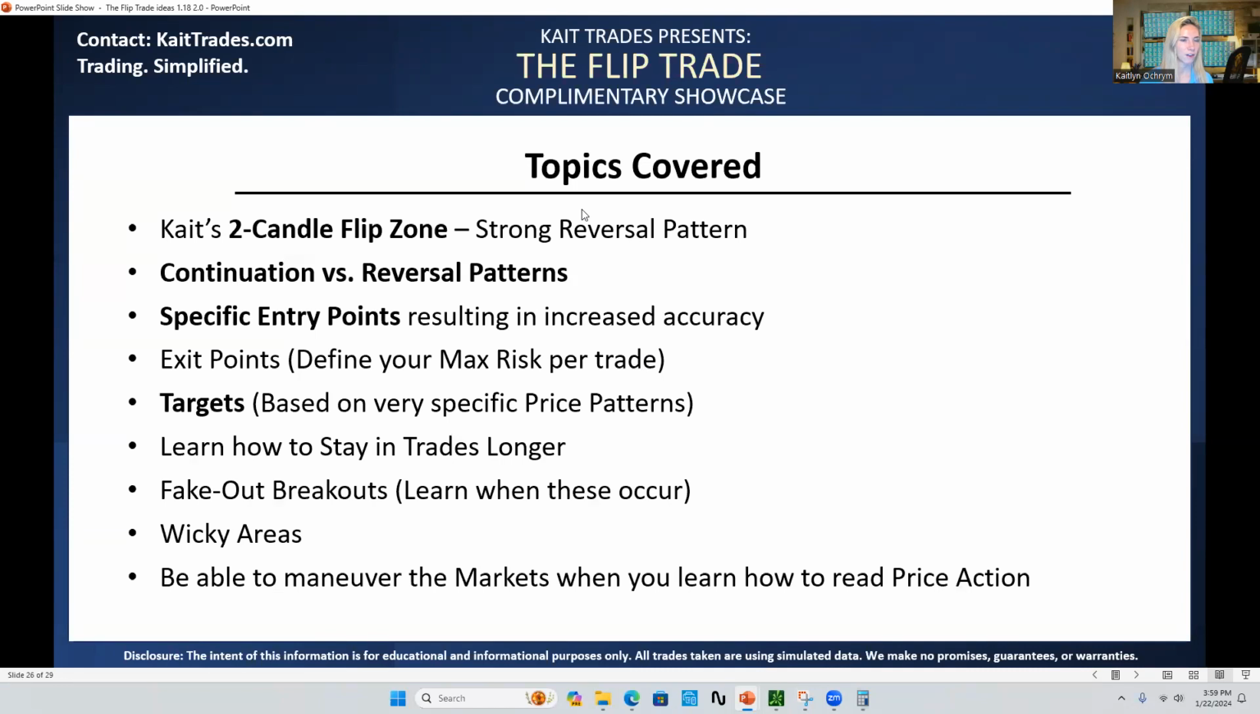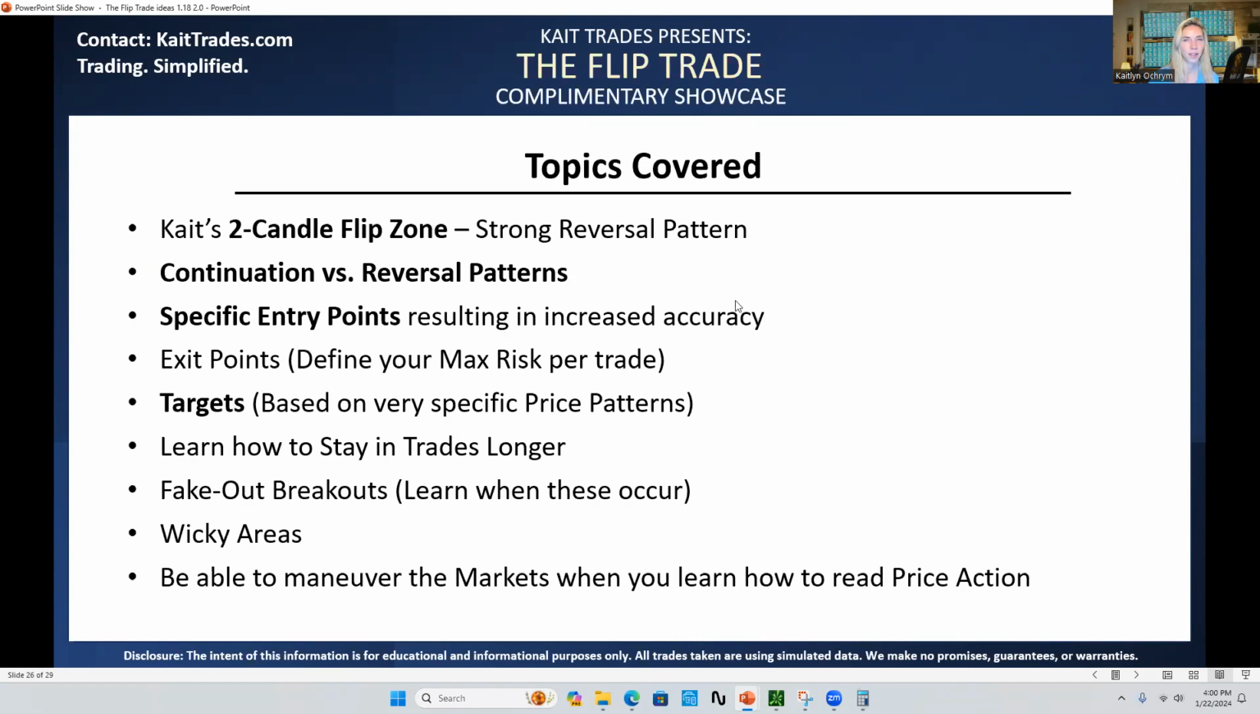So some of the topics covered during the 3-day event, talked about obviously the 2-candle flip zone, which indicates a strong reversal. Also looking for continuation patterns is key. And we're not always going to be reversing up and reversing down, but we need to understand when we're in a reversal phase versus when we're in more of a continuation or even a correction phase. The different phases, once you can visualize them with just understanding price patterns, it'll help you to stay in trades longer. Specific entry points resulting in increased accuracy.